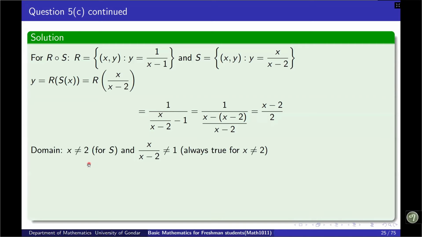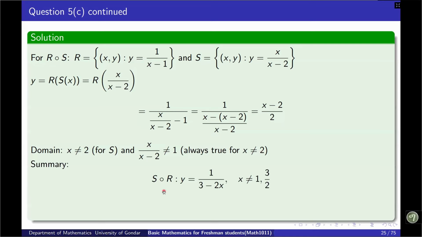Therefore, the domain could be x different from 2 for S, because S is here, that is x over x minus 2, so that it becomes undefined at x equal to 2, that is why we should exclude 2 from being an element of the domain of this function. And for R, x different from 1, always true for x different from 2.